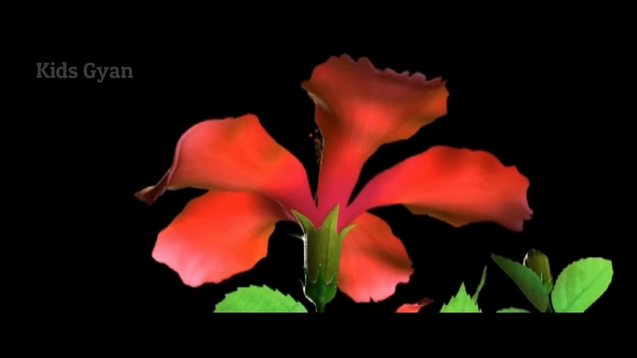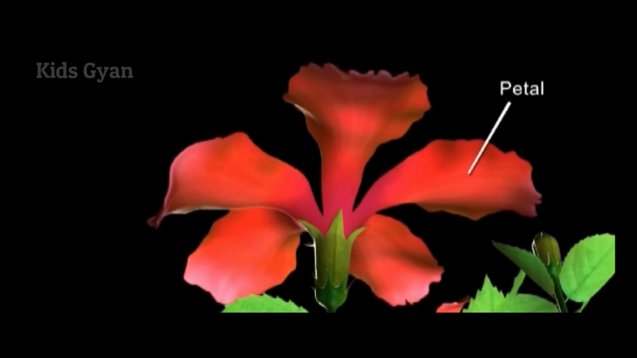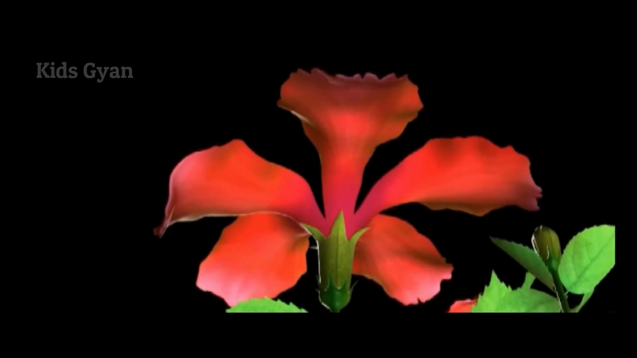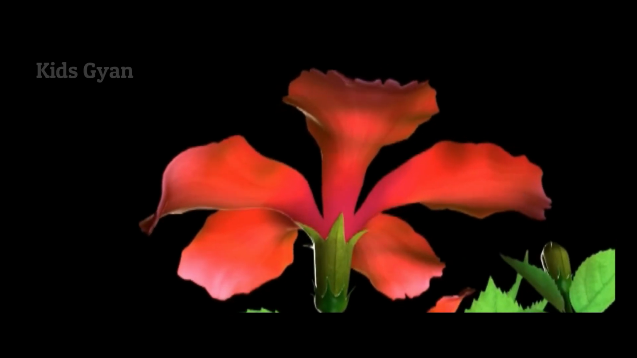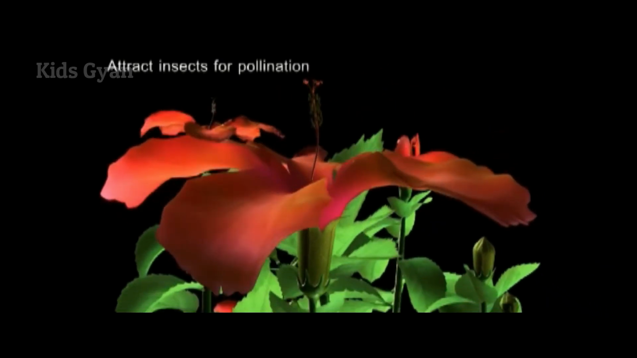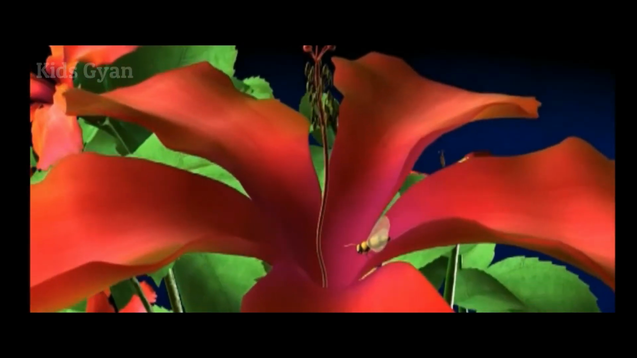Lying inner to the sepals, we come across the beautiful part of the flower called petals. These petals are large and showy. They are brightly colored to attract insects for pollination. They also protect the inner parts of a flower.